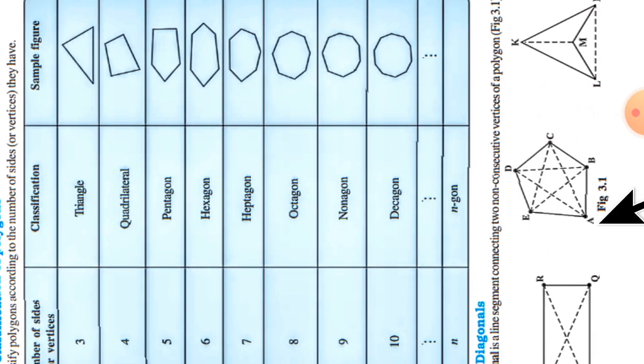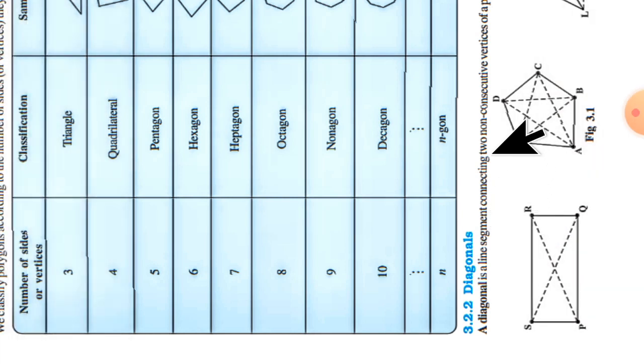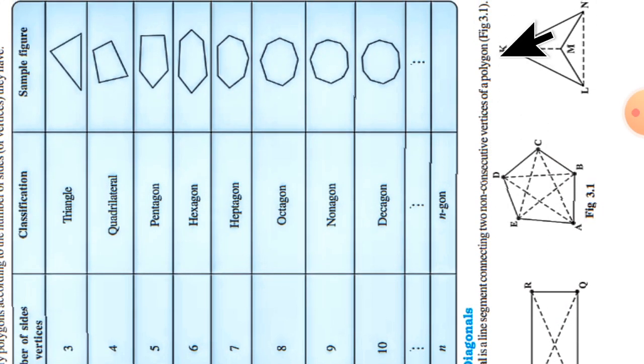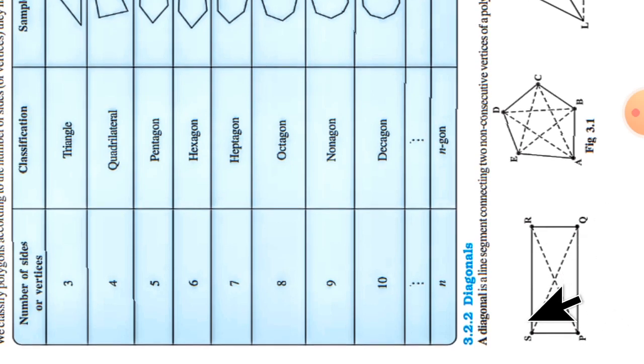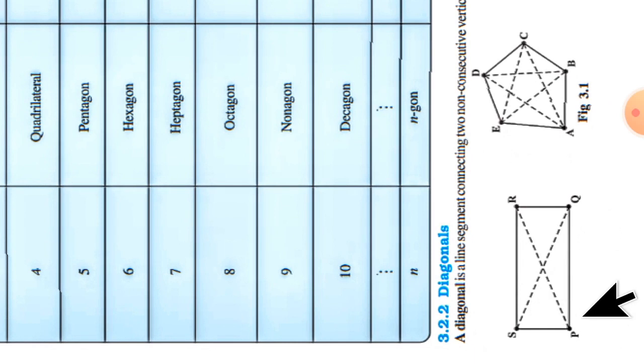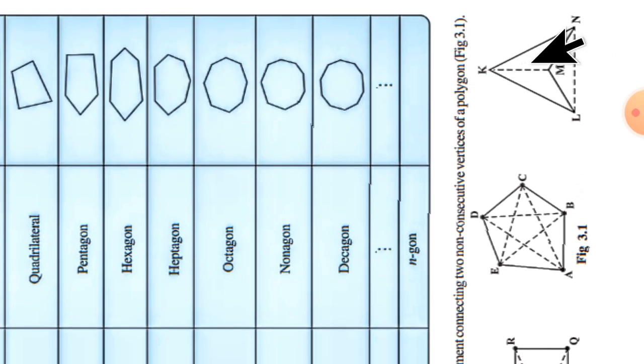Now diagonals. A diagonal is a line segment connecting 2 non-consecutive vertices of a polygon. See, if the line segment is connecting 2 vertices, then it is a diagonal. Let's see, here the diagonals are SQ and PR. Here these are the diagonals, AD, then EC and BE. So here these are the diagonals, KM and LN.